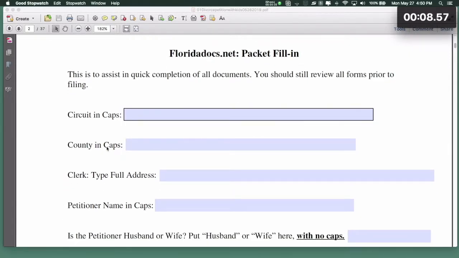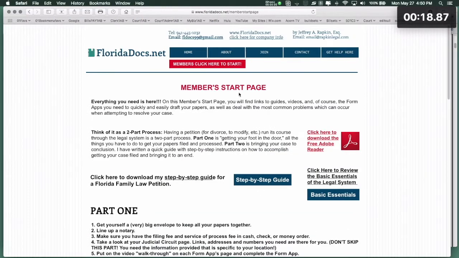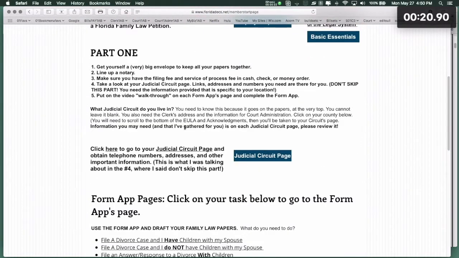Alright, so most people know what county they live in, but some people don't know what circuit they live in. How do we find out what circuit we're in? Well, I've put everything there on the site for you. Go to your member start page. I need to know what circuit I'm in.